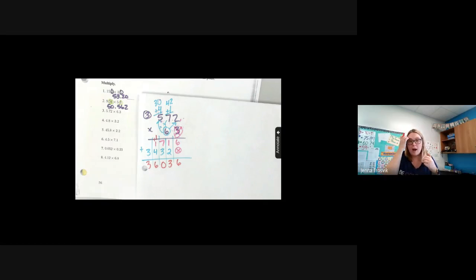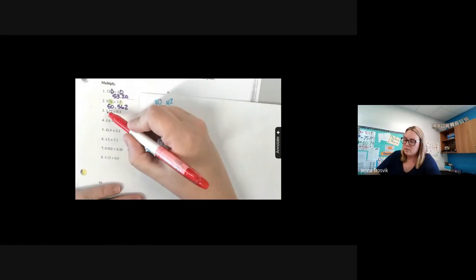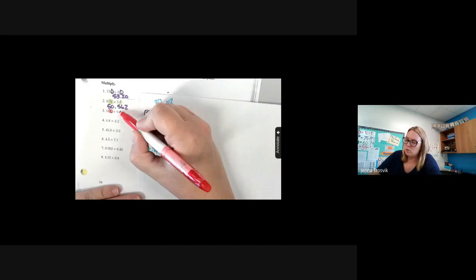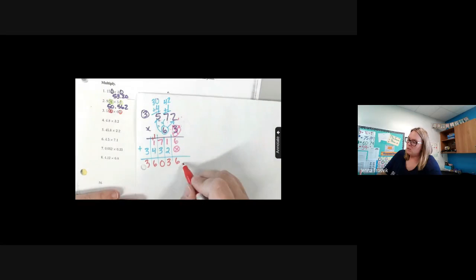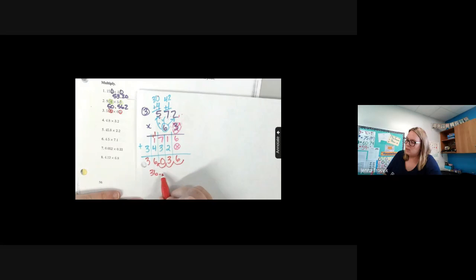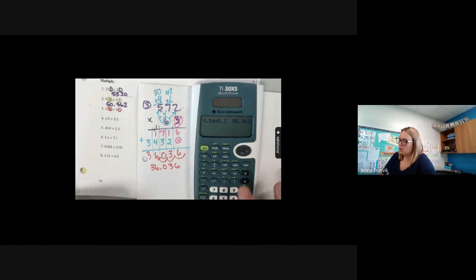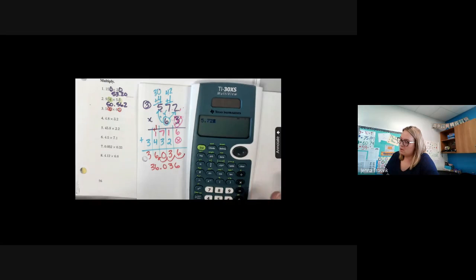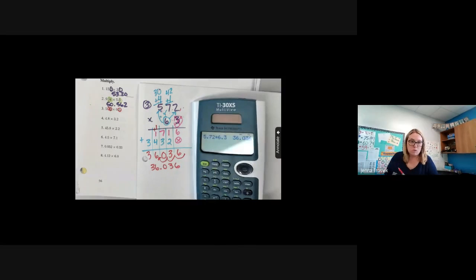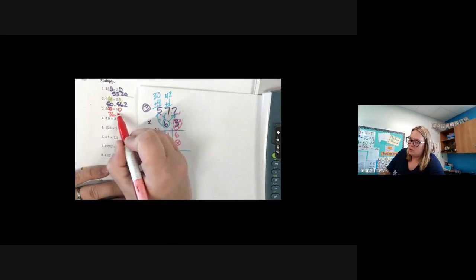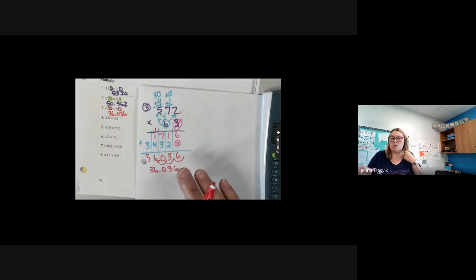Now I have to figure out how I place my decimal. So if I go back to my problem, I have 1, 2, 3 numbers after my decimal. So I know I have to move my decimal 3 hops back to get my answer. And my answer will be 36.036. Let's check my work. 5.72 times 6.3 equals 36.036. All right.